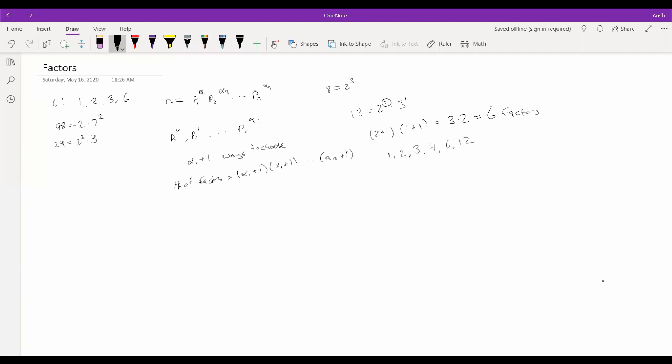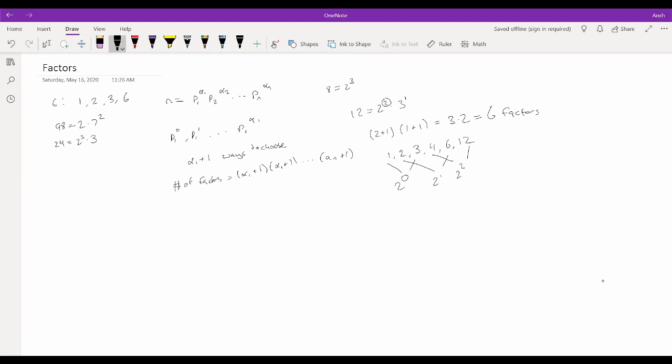And we can see here, there are exactly two instances of each power of 2. So 1 and 3 have exactly 0 powers of 2. 2 and 6 have 1 power of 2. And then 4 and 12 have exactly 2 powers of 2. And we can do the same with powers of 3. So this is where we get our formula. And this is very useful for counting the number of factors.